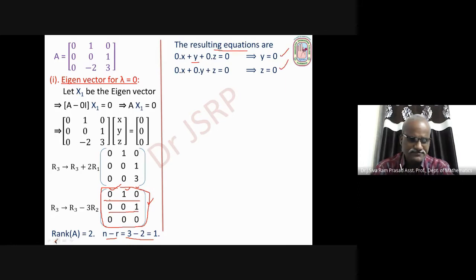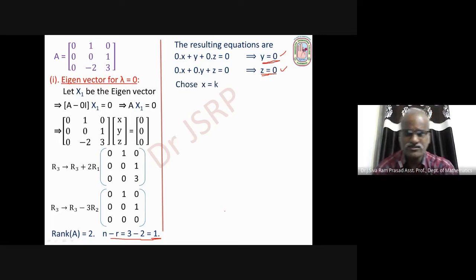So what about x? Since there is no other equation. So y equals 0 means y is fixed. z equals 0 means z is fixed. Okay. So we are not able to choose y or z as arbitrary constants. Since y equals 0, it is a fixed number, z equals 0, it is a fixed number. But we have to choose one variable as arbitrary constant, since here n minus r is 1. So which variable we have to choose? The third variable x is chosen as arbitrary constant.